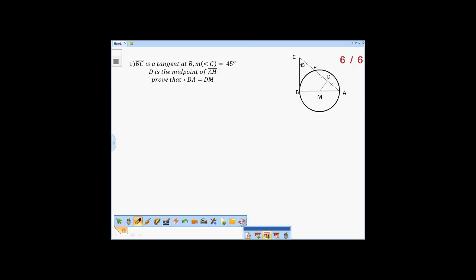Here we have BC is a tangent, like this. And the measure of angle C is 45. D is the midpoint of AH. I wanted to prove that DA is equal to DM.